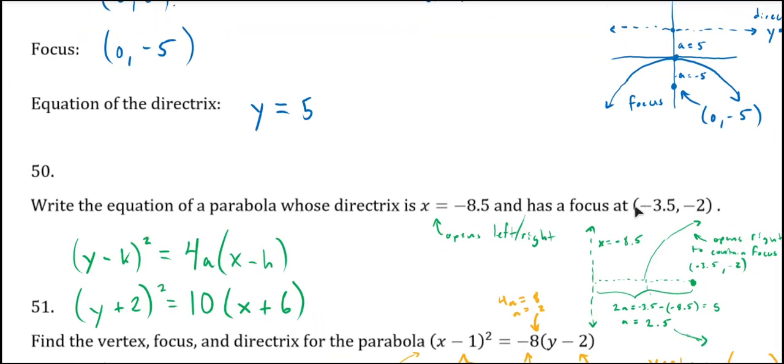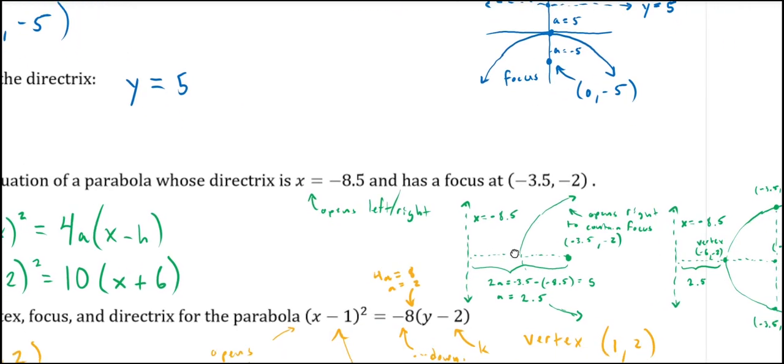Question 50 kind of reverses things. They say we have a directrix here and a focus here. What is the equation for my parabola? And let's start with a sketch, right? We have a focus over here at some value, minus 3.5, minus 2. And then over here, we have the line x equals negative 8.5. This is a vertical line, and we're going to open away from that line to enclose the focus. This lets me know that it opens to the right.